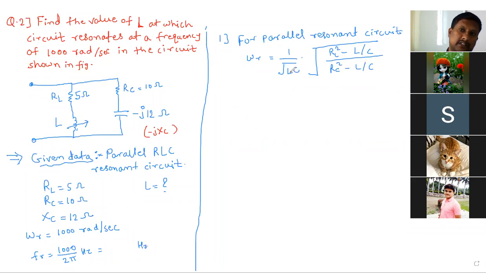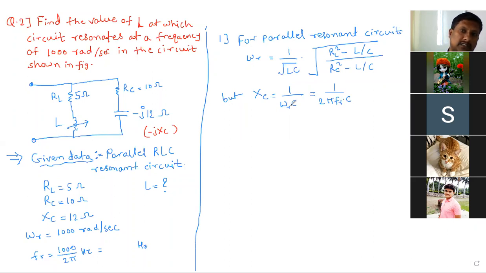So here the L value is not known, omega R is known. Omega R is given, the C value is given. How to find out the C value? That is a question. RL and RC both are given. But what is XC? XC is 1 upon omega C. Right? XC means 1 upon omega C. So omega means 2 pi FR into C.